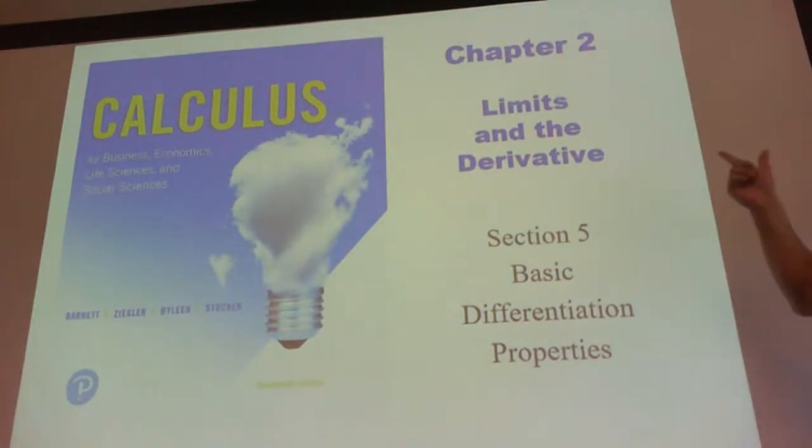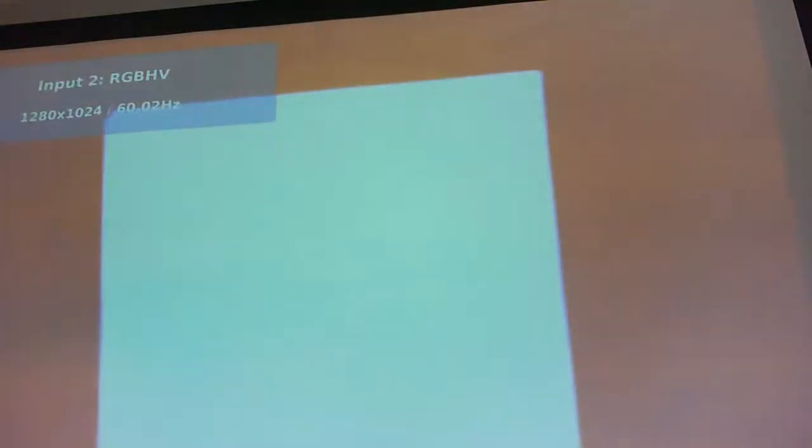So we're on Chapter 2, Section 5, Basic Differentiation Properties. So here's the nice part about finally getting to 2.5. Everything we've been doing is kind of set up to get us to this point. And now we can talk about the shortcut.